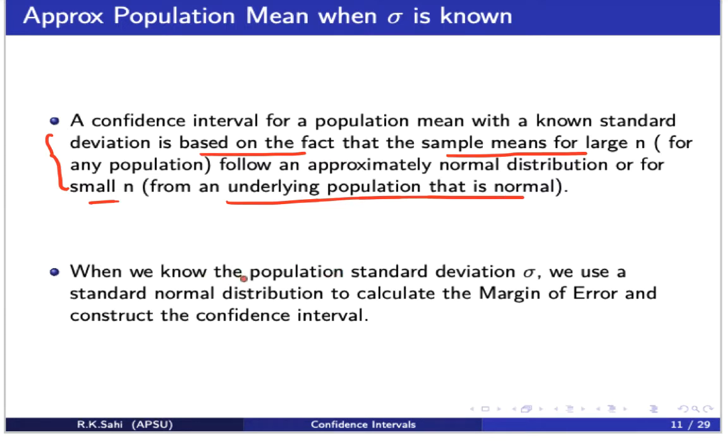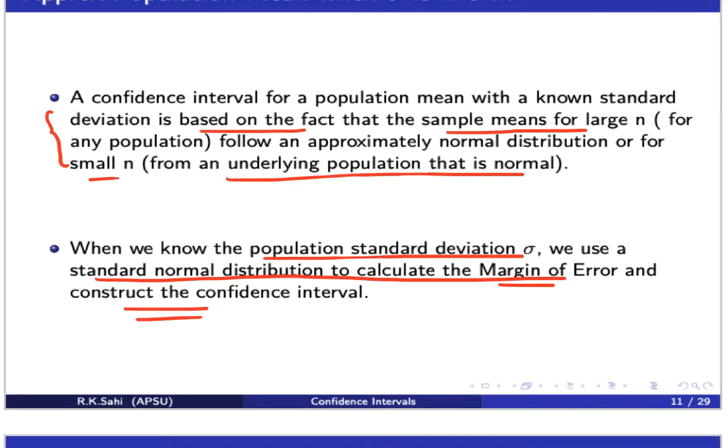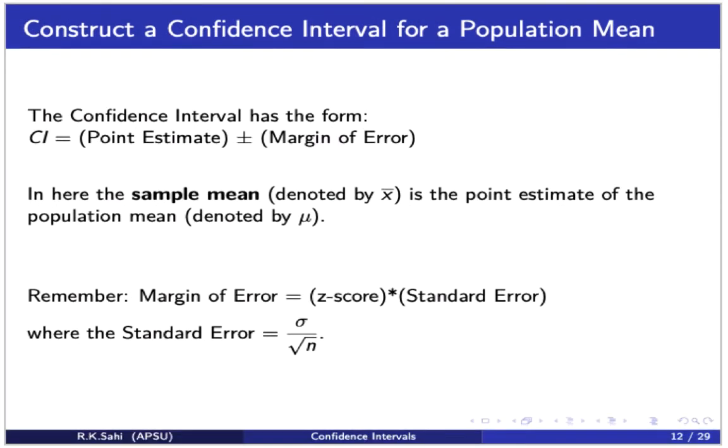Otherwise, we cannot apply this method. Here we know the population standard deviation sigma, and when we are given it, we use the standard normal distribution to calculate the margin of error, and then finally construct this interval. So let's look at what the formulas are. We know the confidence interval is the point estimate plus or minus the margin of error. As we are looking at the population mean, our point estimate is the sample mean, x bar. So the sample mean will be the point estimate for the population mean.